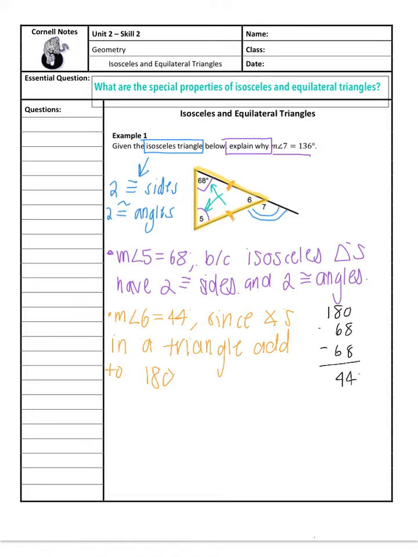So 68 plus 68, added those up, subtracted it from 180, we're left with 44 degrees. So I now know that angle 6, this angle right here, is 44 degrees. And now I'm left to figure out what angle 7 is.